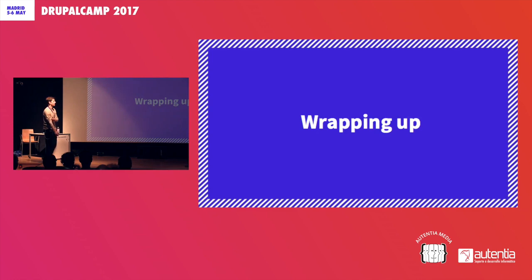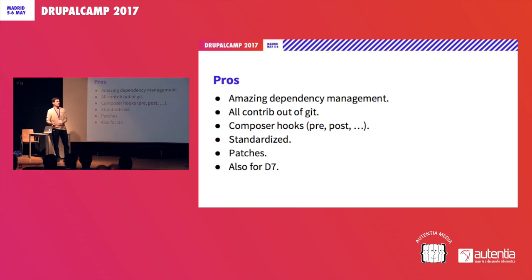OK, so let's wrap things up. Before Composer, we had really good dependency management in Drupal. You could compare that with the one from WordPress, and there's no comparison. However, it was good for Drupal packages, Drupal modules, themes, and profiles. Now with Composer, we have amazing dependency management that makes it easy for Drupal packages, but also for other libraries. For example, if we want to use the task runner I described before, Robo, it's really easy to include it. We can have all contrib out of Git, and even Drupal core.